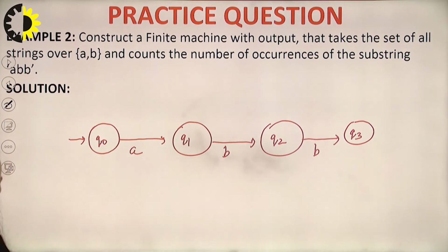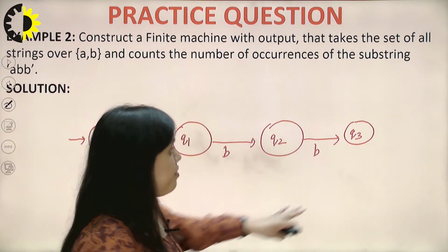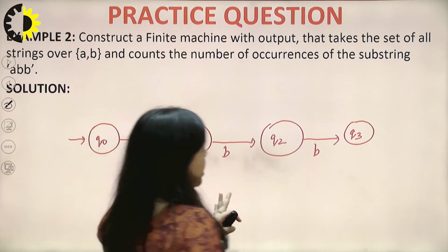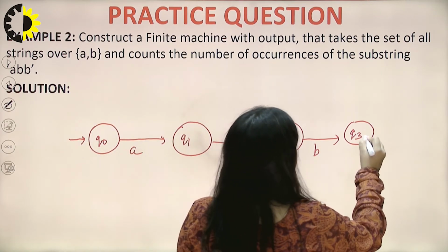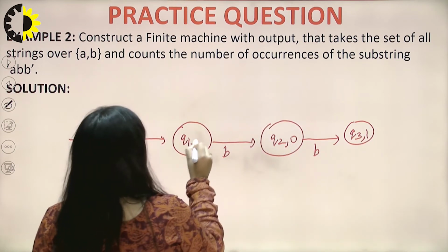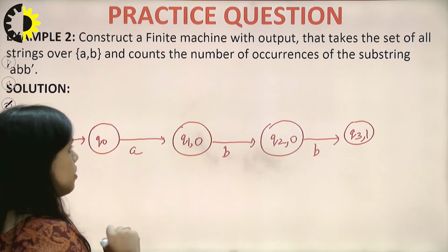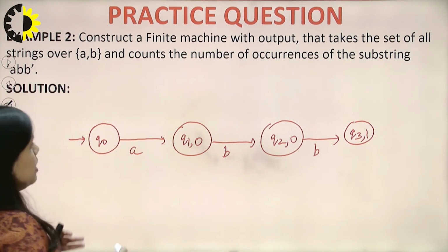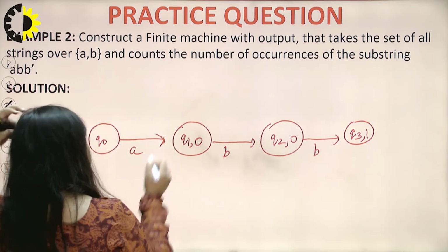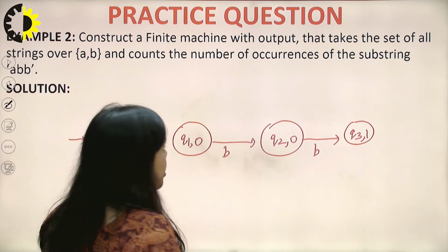The question says construct a machine with output that takes the set of all strings and counts the number of occurrences of the substring A, B, B. That means instead of making a final state, we can make a single output for it. So wherever we get A, B, B, which is normally the final state, we draw it as 1, and we give the output as 0 for the others. Now, as I said, we'll draw a DFA. There's no need to draw a dead state.